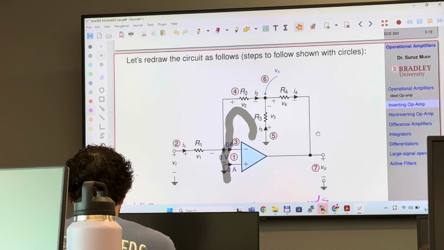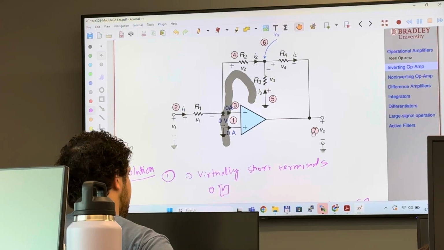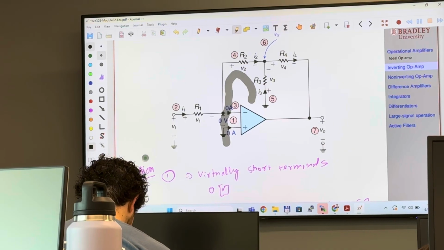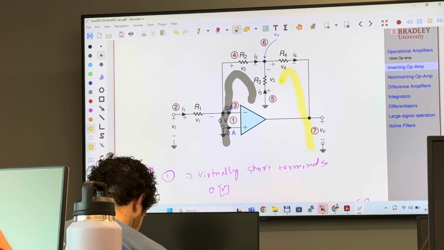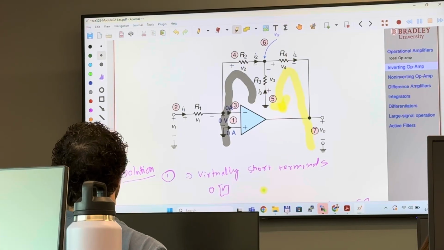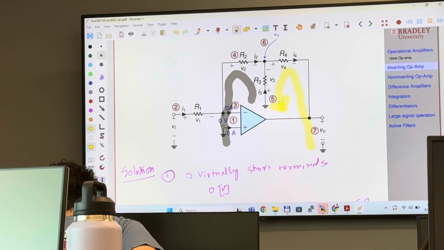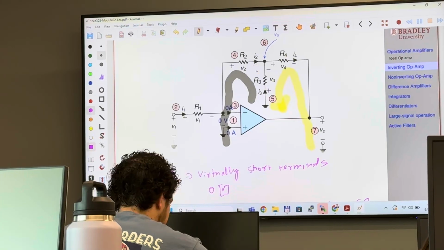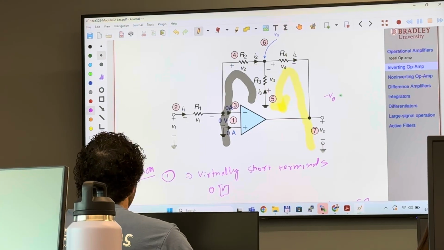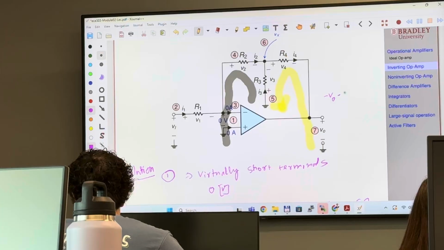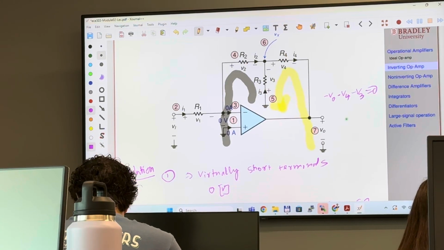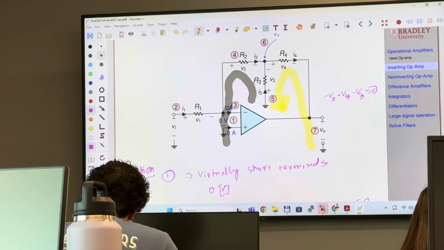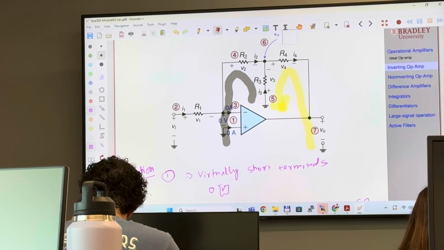The final step is number 7. Don't you think that I can apply KVL right here? If I apply KVL, what do you see here? Negative V0, negative V4, negative V3 equals 0. Right? So I'm just going to rewrite here formally, nicely.